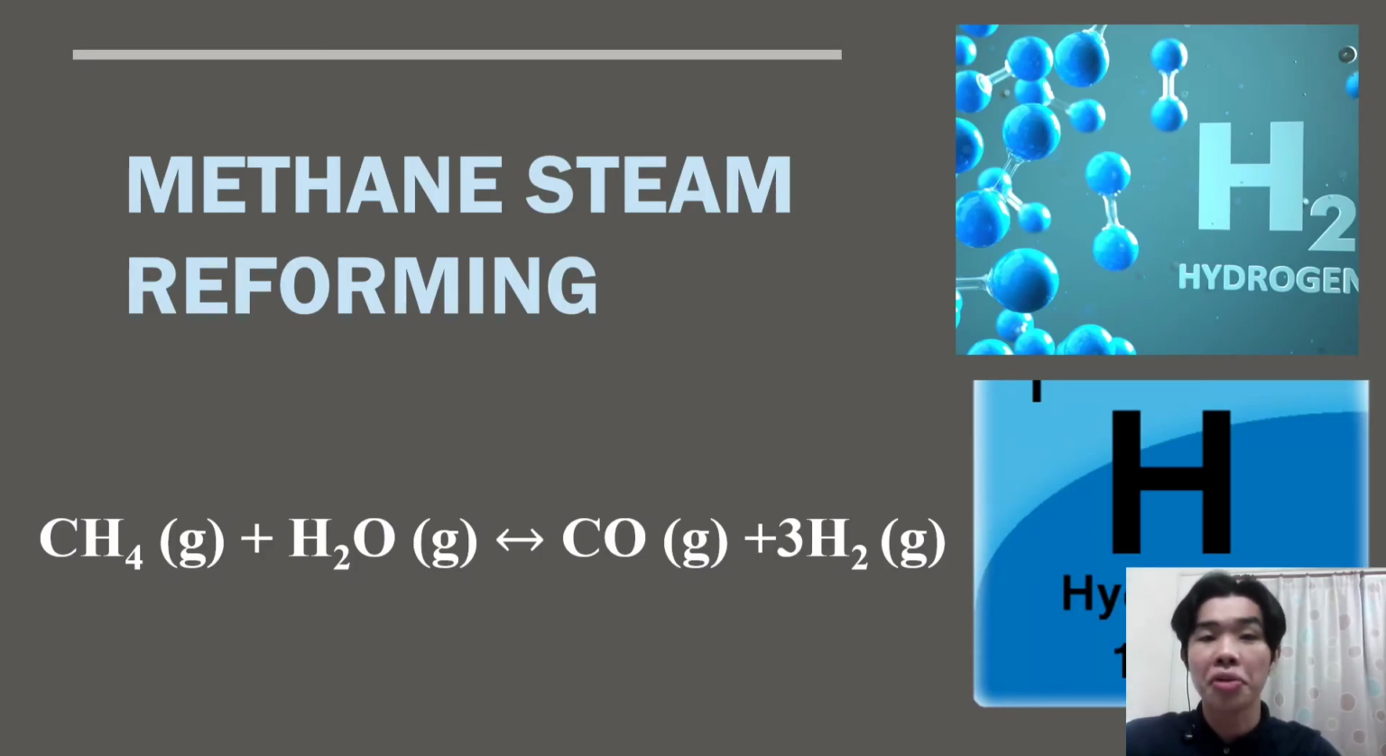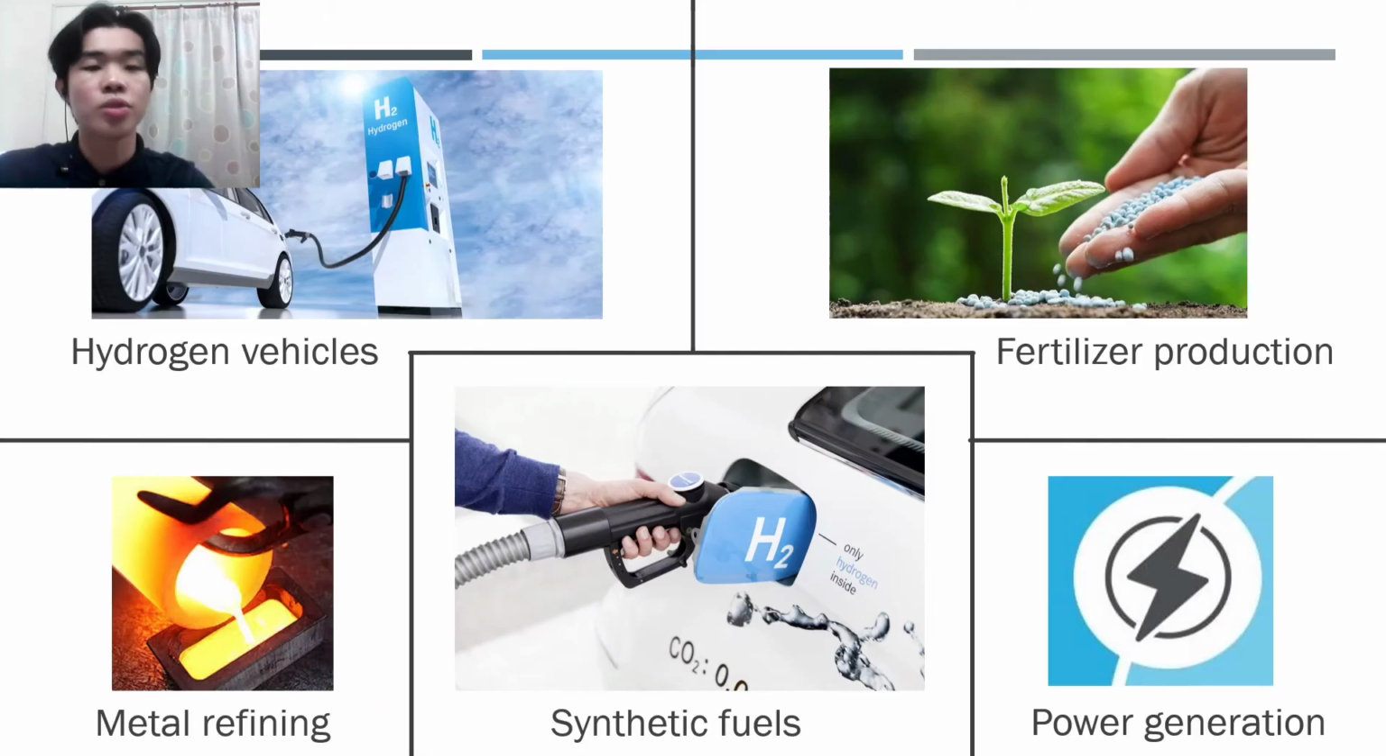In response to the global demand on a sustainable energy source, we have chosen the methane steam reforming process to transform the purified natural gas into a valuable main product, which is hydrogen. This is due to the fact that hydrogen can actually be used as a renewable synthetic fuel. For example, for hydrogen vehicles, metal refining, power generation, and even fertilizer production.